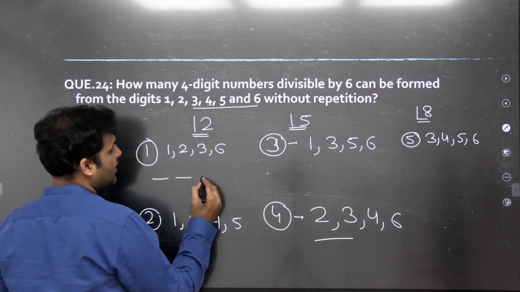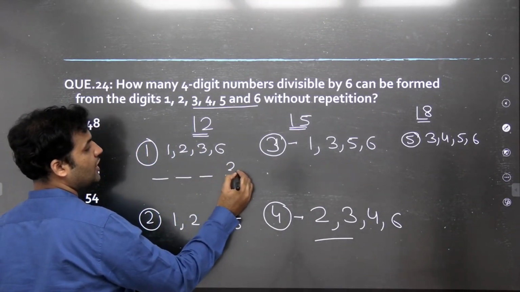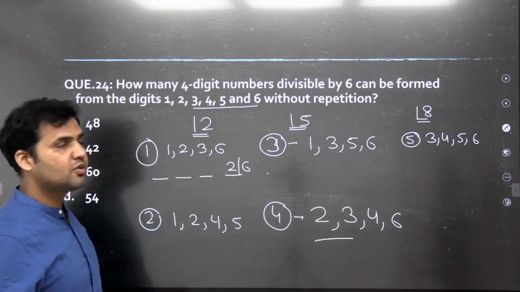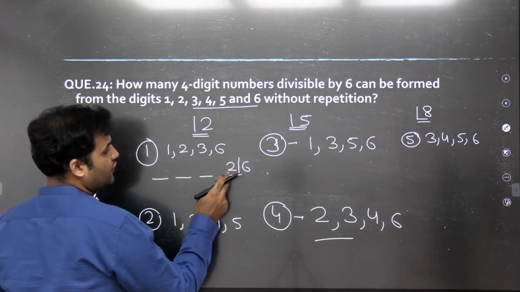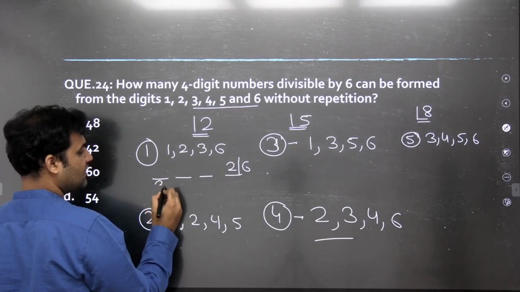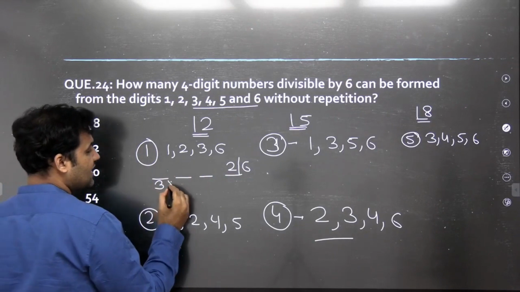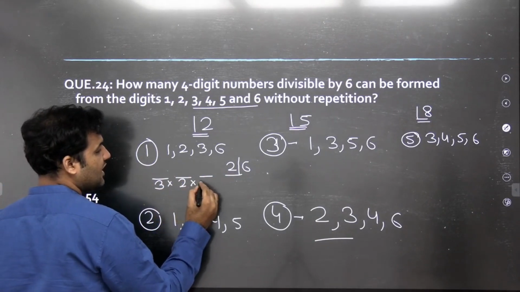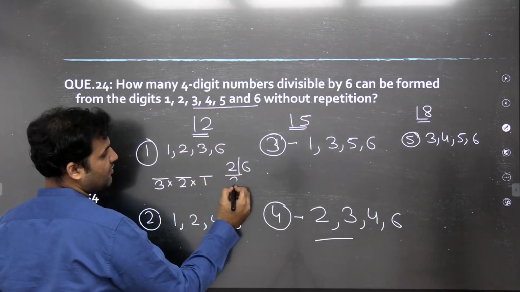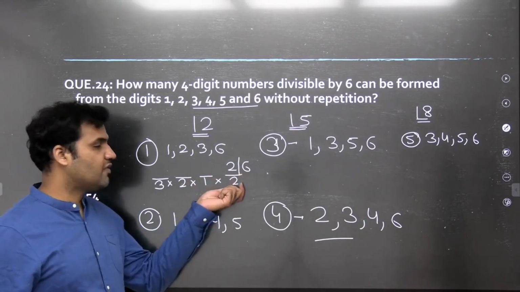Now, to make the numbers even, I can place only 2 or 6 at the unit position. The last digit should be either 2 or 6. If one digit of 2 or 6 is placed over here, this place can be filled in 3 ways only because one digit has already been placed. Then this place can be filled in 2 ways and this place in 1 way. So placing 2 or 6 at the unit digit can be done in 2 ways.